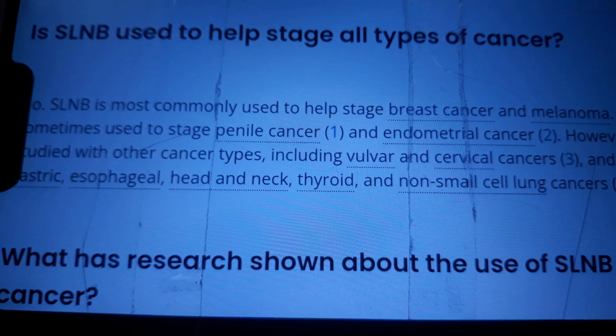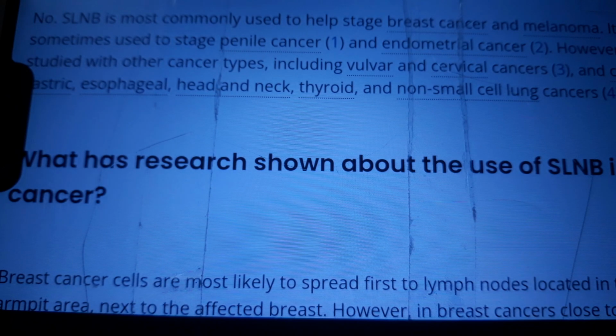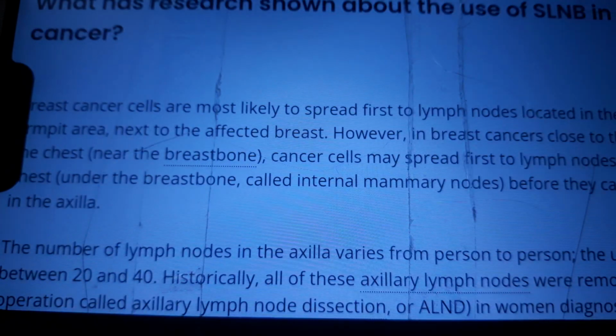Is SLNB used to help stage all types of cancer? No. SLNB is most commonly used to help stage breast cancer and melanoma. It is sometimes used to stage penile cancer and endometrial cancer. However, it is being studied with other cancer types, including vulvar and cervical cancers, colorectal, gastric, esophageal, head and neck, thyroid, and non-small cell lung cancers. That was just a repetition, but it's for those who are yet to comprehend what this is about. So read the step-by-step details and you should be in good stead.